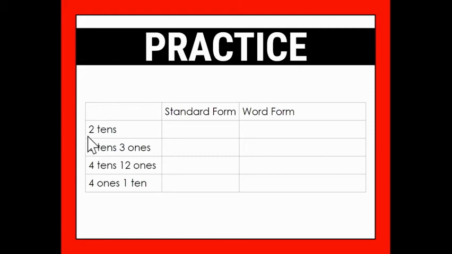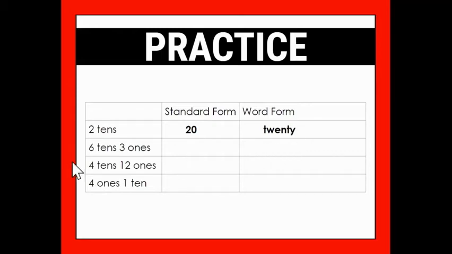All right, so now let's do some more practice. Let's look at this first one. It says 2 tens. So what I do is sometimes I'll draw it out on my paper, or other times I'll get place value blocks or base 10 blocks and I'll actually build the number. So I know that when I have 2 tens, my number is going to be 20. And when I write that in word form, it looks like this.